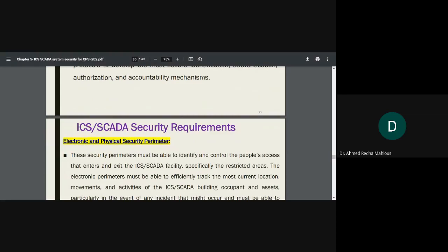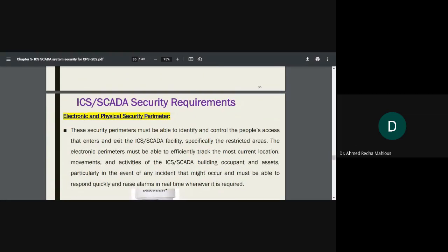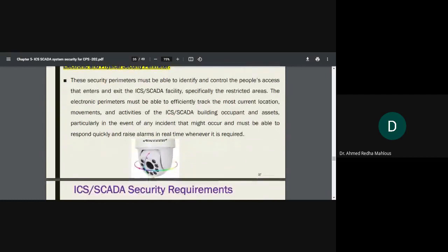Another security measure in ICS SCADA is the physical, electronic, and physical security perimeter. That means the environment of the ICS SCADA should be monitored to identify people who are getting inside that ICS environment, and to keep them from reaching restricted areas. Even if you allow people inside the building, let's say you are inside the nuclear plant building, inside it there are some restricted, very private areas. You should control who has access to those restricted areas.